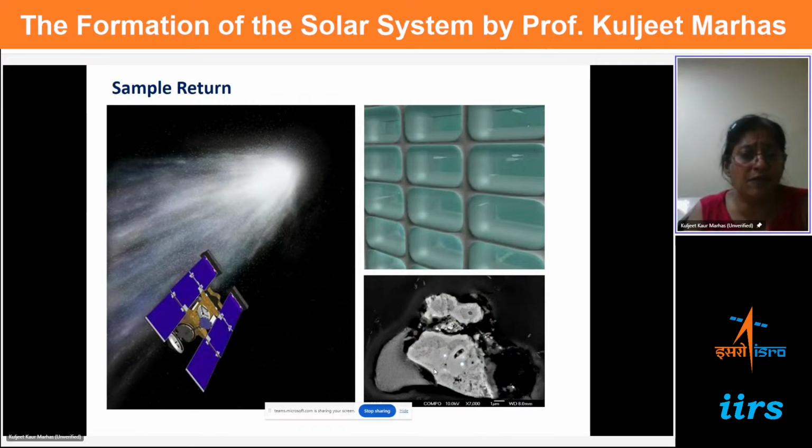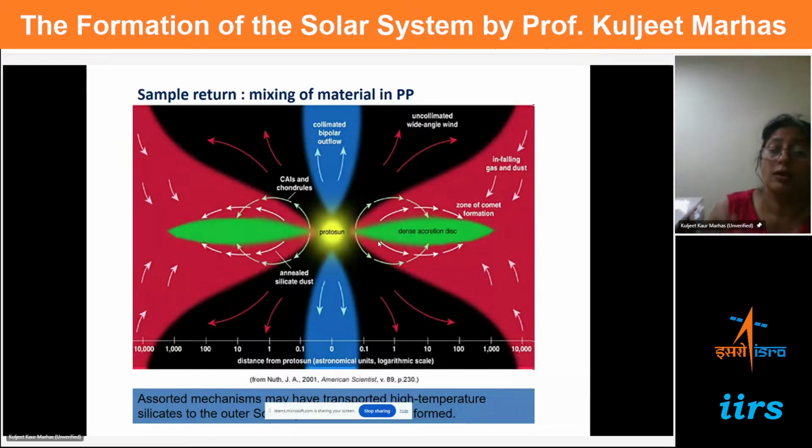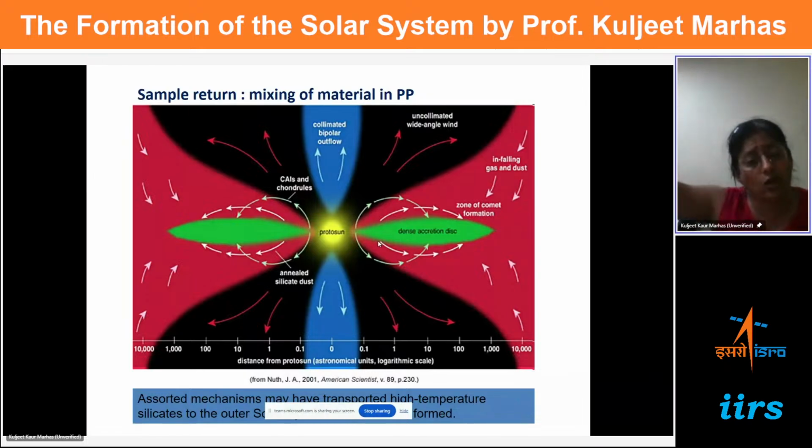But the material that we saw was not like this. It was material more like CAIs, calcium-aluminum inclusions, that form pretty close to the proto-sun. So from this sample determination, the idea of inner material being mixed with the outer region, which is at 40 AU. It's a long distance. So there is a long distance.